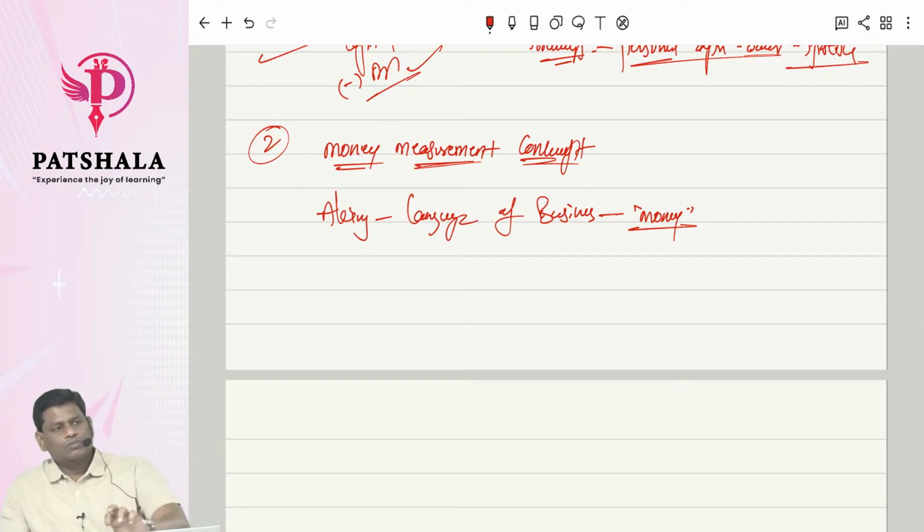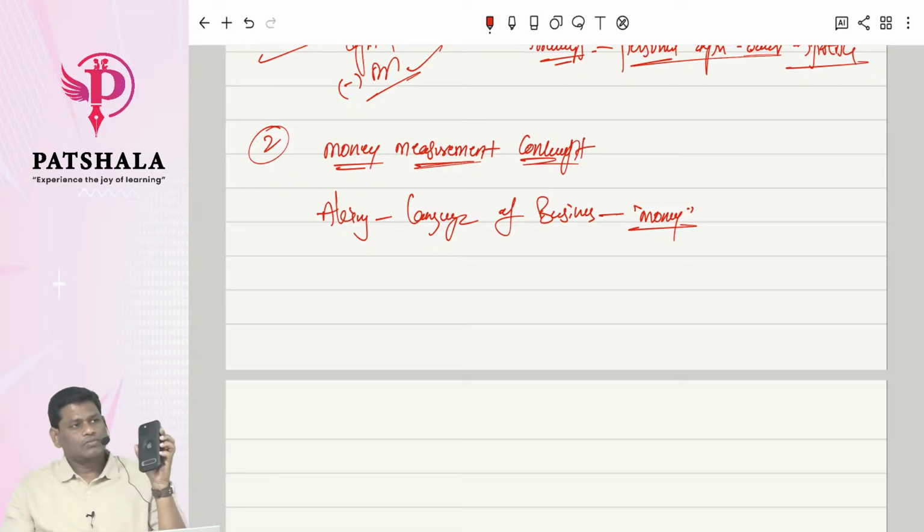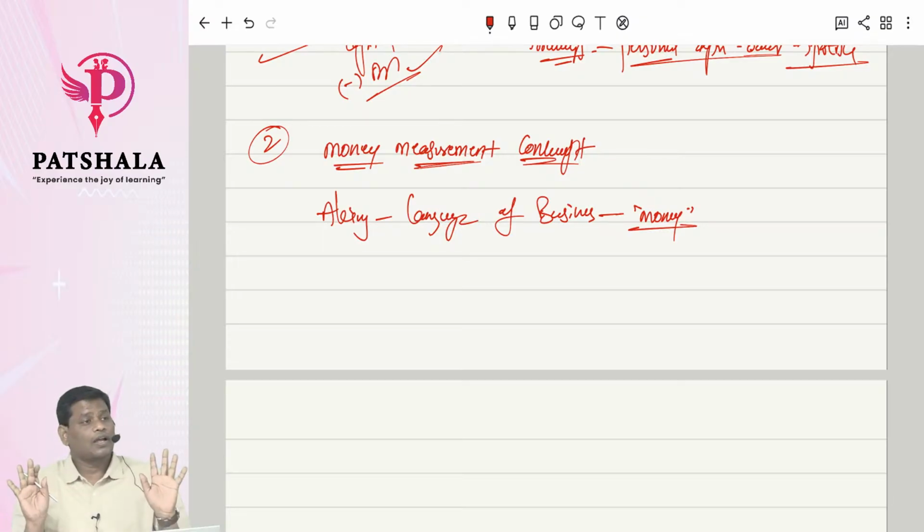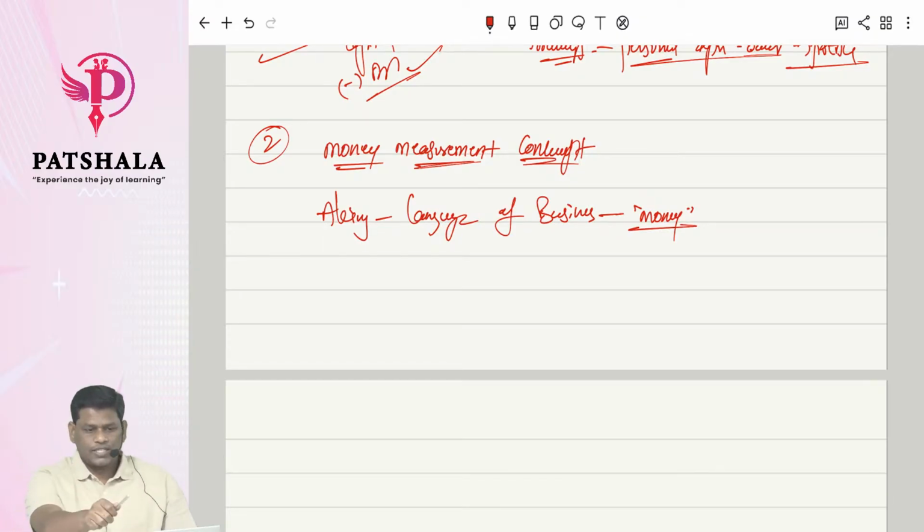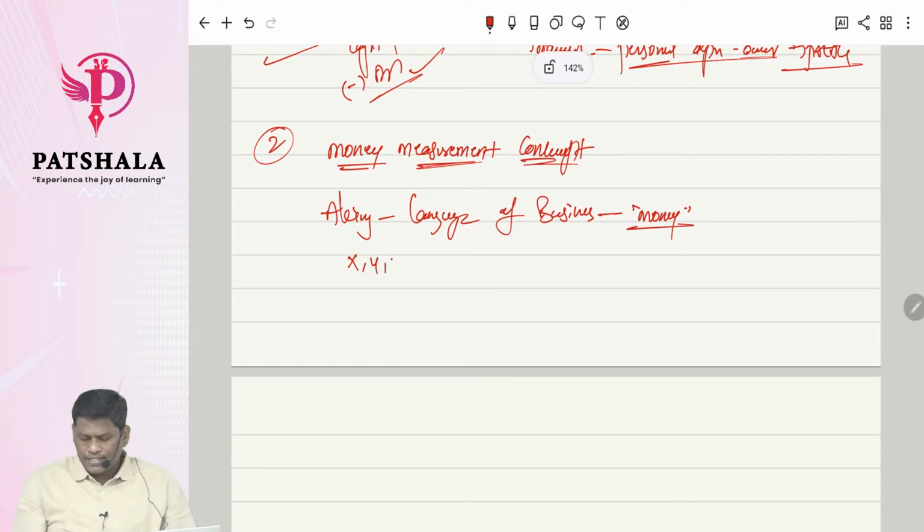What is this to you? For me? What is this to you? For you, this is a laptop, phone, water bottle. For me, it is 1 lakh, 1 lakh 50, 20. So I understand only one language. Whatever you have, X, Y, Z, everything should be converted in terms of money.